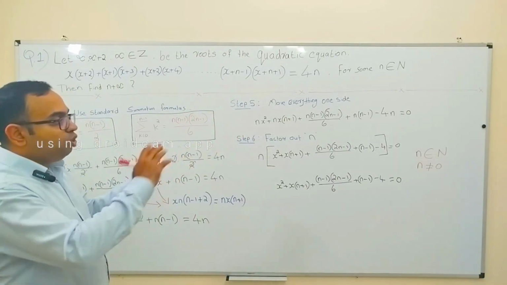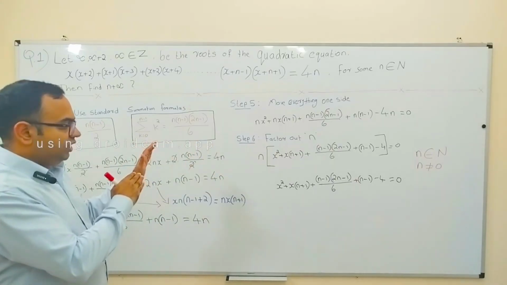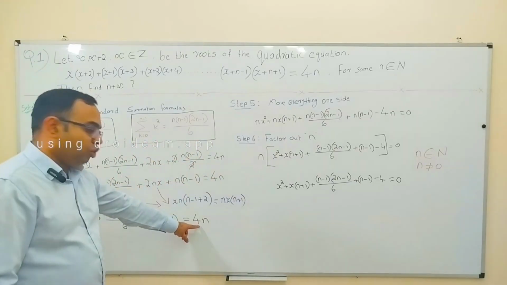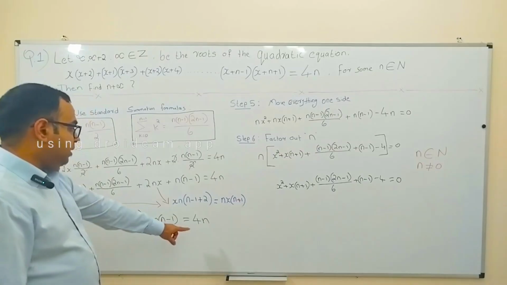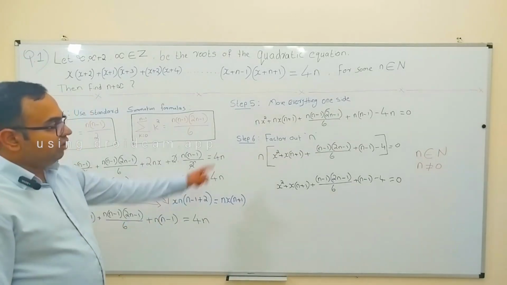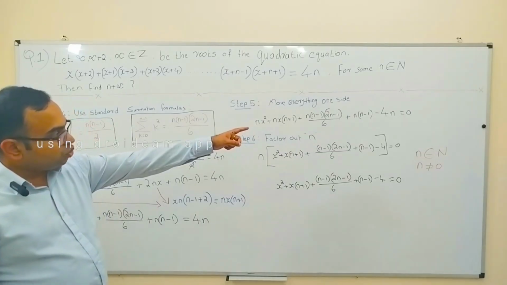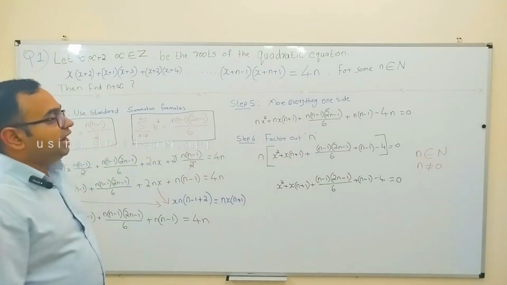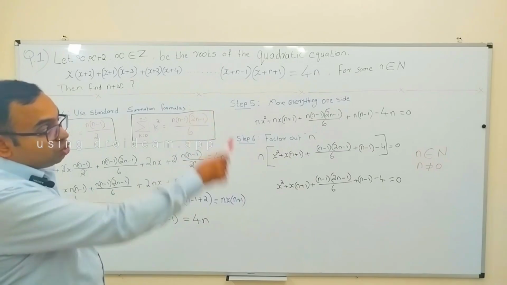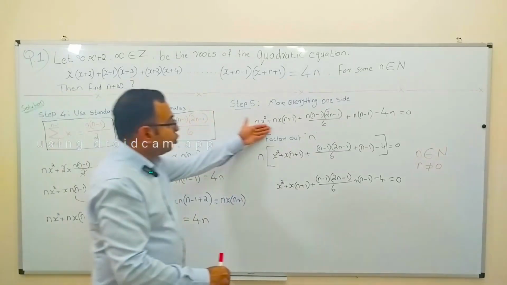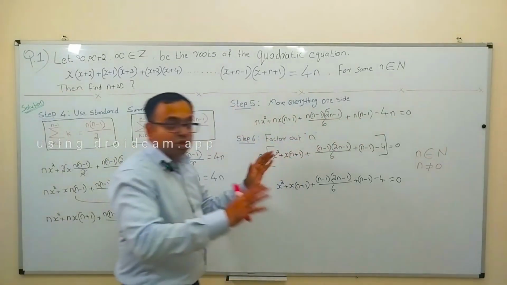Now step number 5, move everything to one side. So we keep all the terms on the left side. The right side is 4n. This 4n we take and move back to the left-hand side. So what will happen? nx² plus nx(n plus 1) plus n(n minus 1)(2n minus 1) divided by 6 plus n(n minus 1) minus 4n is equal to 0. Now this equation looks like a classic quadratic equation.